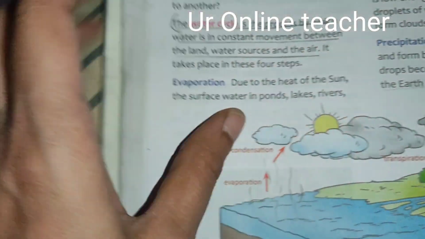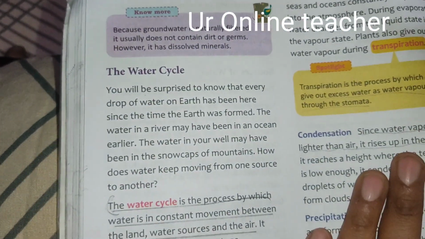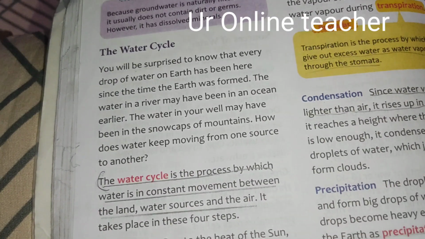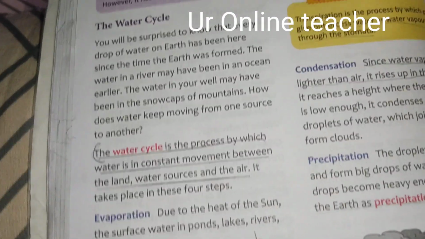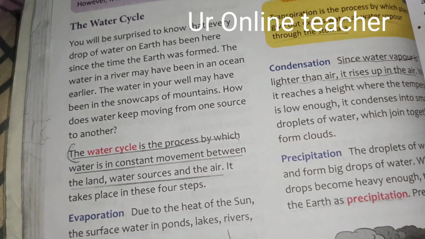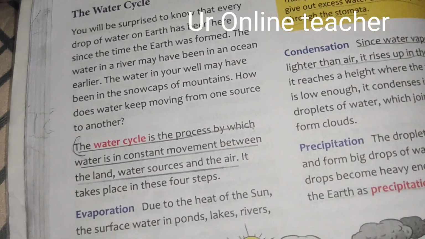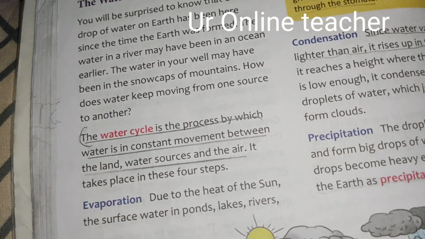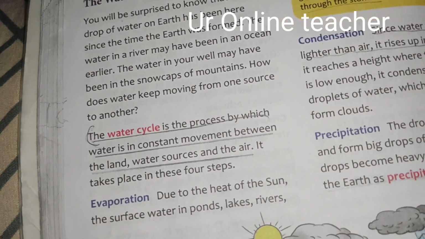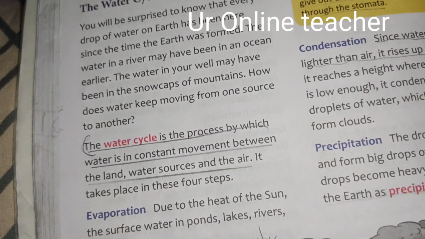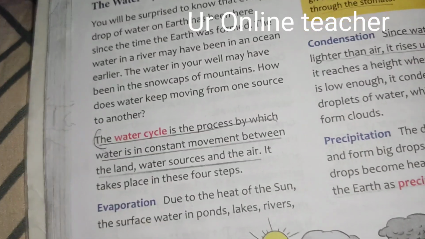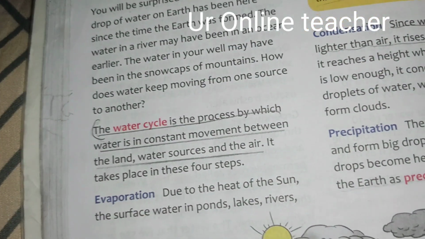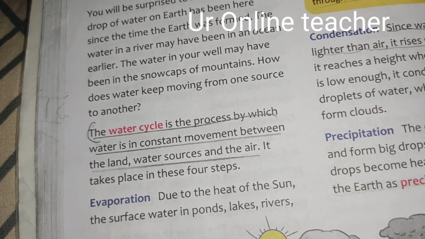Then, what is the water cycle? You'll be very surprised to know that every drop of water has been here since the time the earth was formed. When the earth was formed, that much water was there, and that much water is there up to now. Not even one drop of water is less. How is it possible? The water in a river may have been in the ocean earlier. How? The water in your well may have been in snow caps before. How? Because of the water cycle.